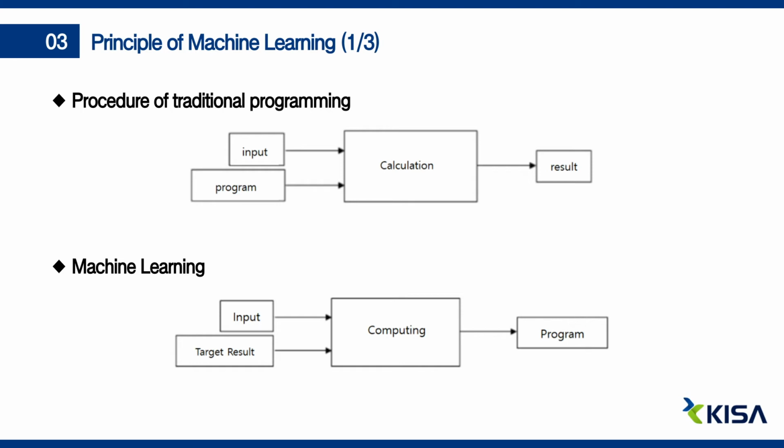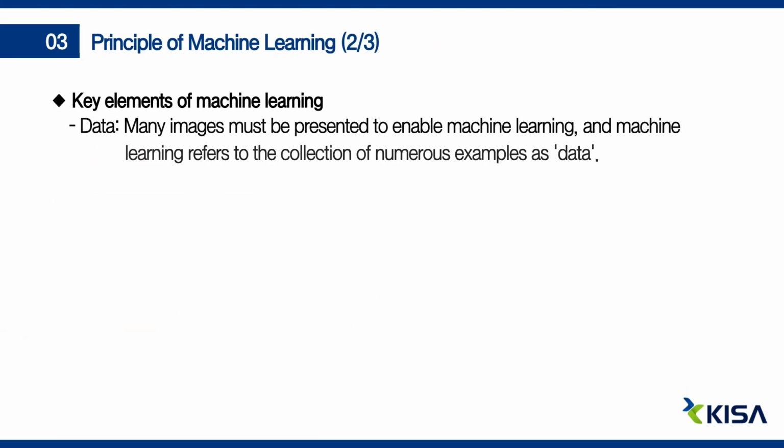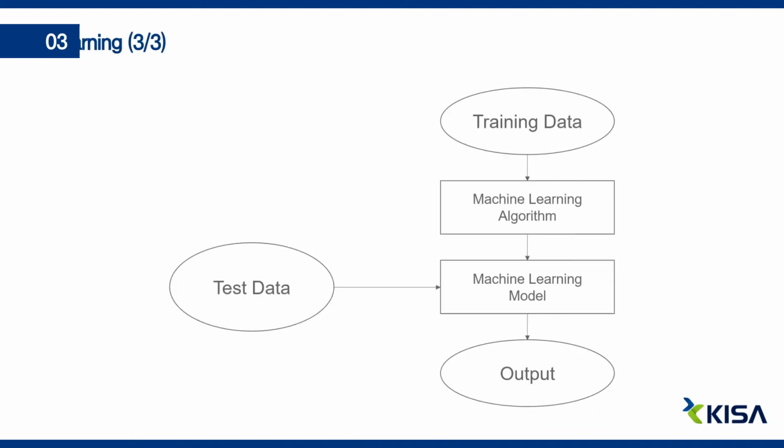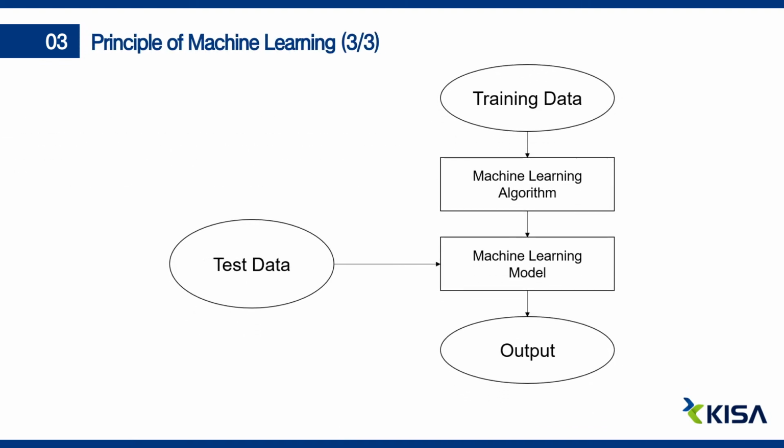Machine learning refers to a series of tasks that teach machines. It is necessary to have enough data to efficiently draw the right conclusions through repetitive learning. There are two key elements in machine learning. A big image data set must be presented to enable machine learning. Machine learning refers to the collection of numerous examples as data. Labels are for giving a random image and affixing a mark to indicate its identity. The basic algorithm of machine learning is to infer information about data properties using a given data set.